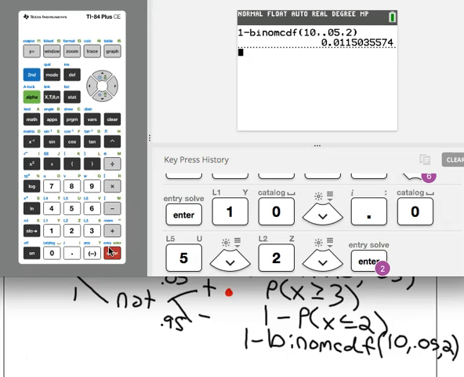So the probability that he determines that the virus is there when absolutely none of them have it is going to be about 0.0115. So about a 1% chance. So this seems pretty effective, doesn't it? Okay. So let's go back and do the next one.